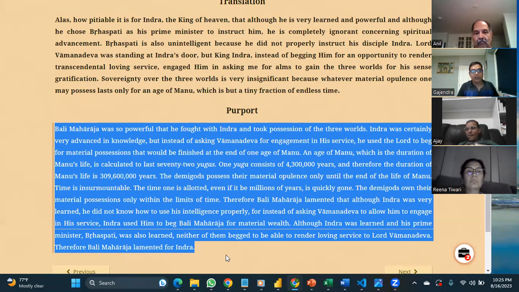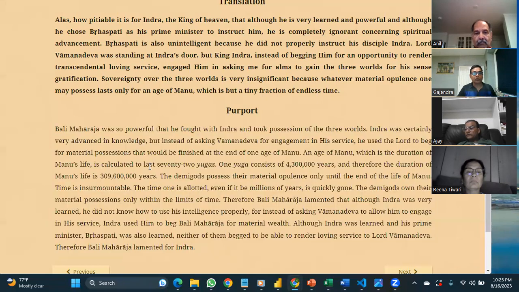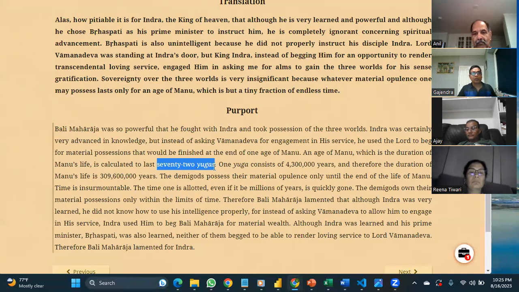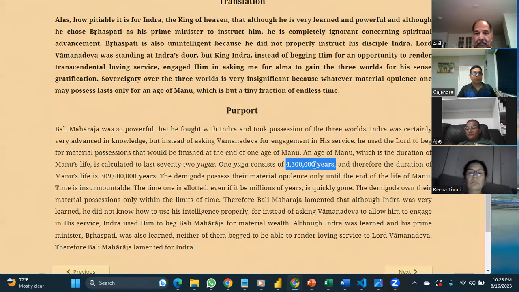Hare Krishna. So as we are talking about one Manu's life cycle, there are 72 yugas. And one yuga is 4.3 million years. And how is that? Because one yuga has four yugas, that one cycle is Kali Yuga, Treta Yuga, Dwapara Yuga, and Satya Yuga. And do you remember how long is Kali Yuga?